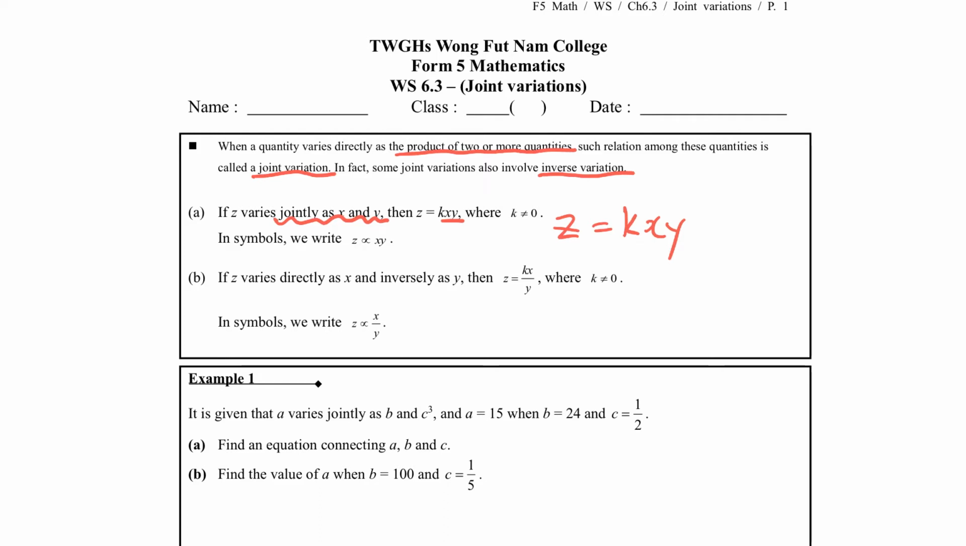And sometimes we may not have the word jointly. Let's see example B. z varies directly as x and inversely as y. So for x it is direct variation, and this one is inverse variation, which means y is in the denominator. So what we have is z equals kx over y. So it's together a product. If you can write this down, then you can solve all the questions from this chapter.